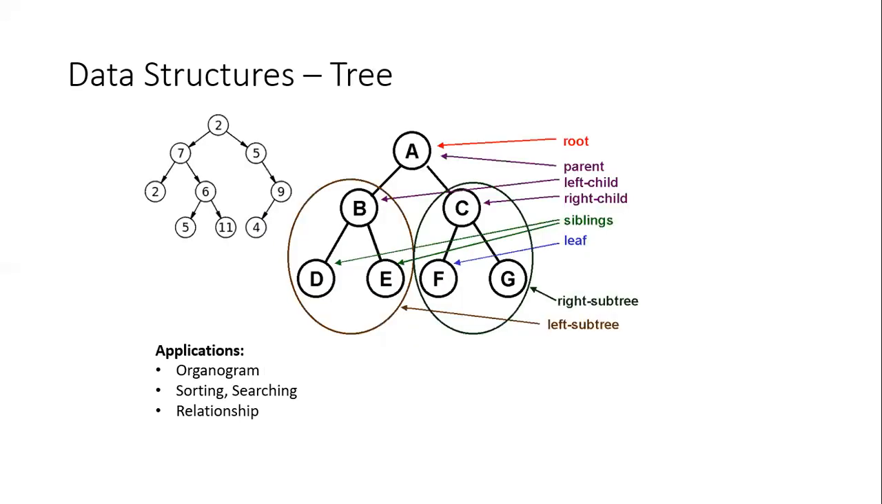Trees are also a kind of data structure where there is a root, and then there are children, and there are children of those, and this is an example of a tree. An organogram, sorting and searching, and relationships are examples of trees.